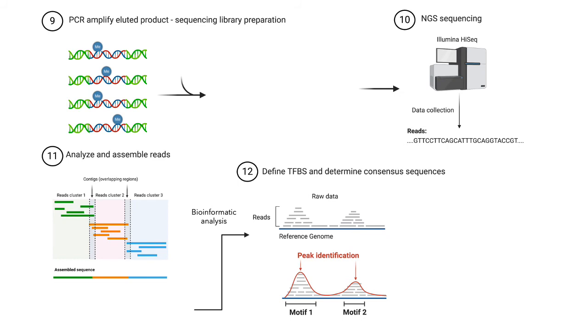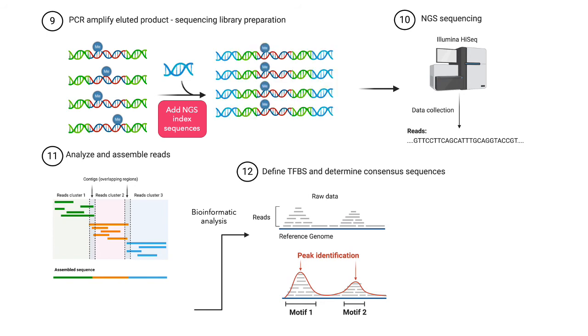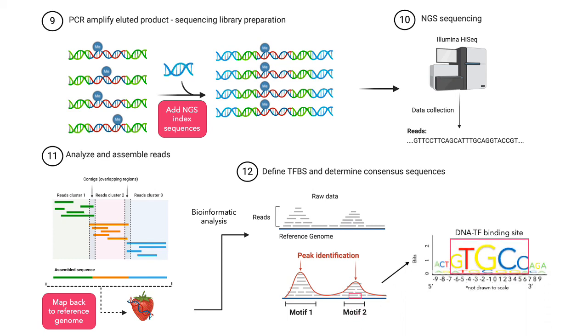An index sequence is added to each DNA fragment during the next-gen sequencing library preparation step, so that each read can be identified and sorted before the final data analysis. These samples are then processed through a next-gen sequencer, such as the Illumina HiSeq. The reads generated are analyzed, and the assembled reads are mapped back to the reference genome. Next, through bioinformatic analysis, transcription factor binding sites can be determined, and their corresponding consensus sequence can be defined.